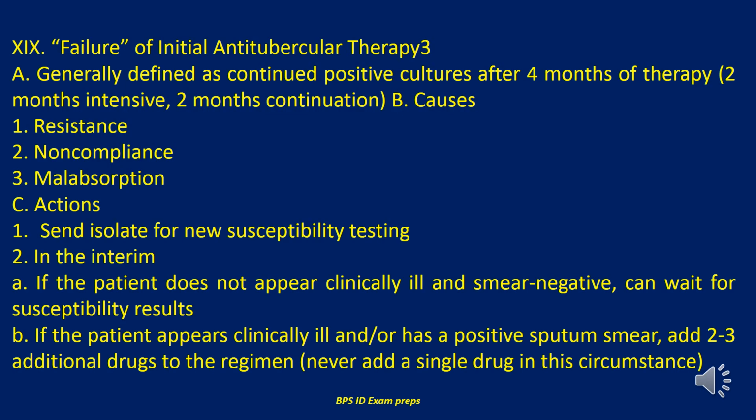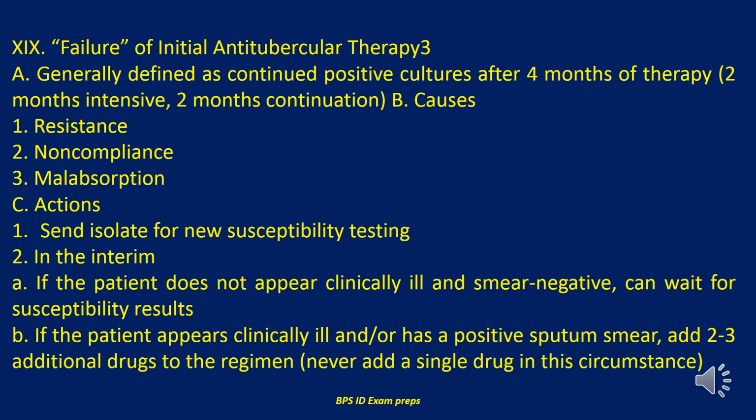Let's now discuss failure of initial antitubercular therapy. It is generally defined as continued positive cultures after 4 months of therapy, 2 months intensive, 2 months continuation. Causes. They include 1. Resistance, 2. Noncompliance, and 3. Malabsorption. Actions. We should do the following: 1. Send isolate for new susceptibility testing.